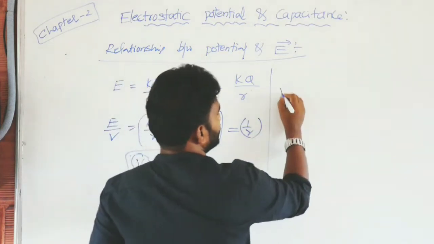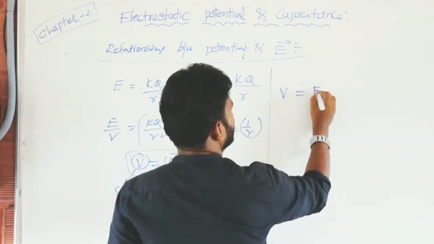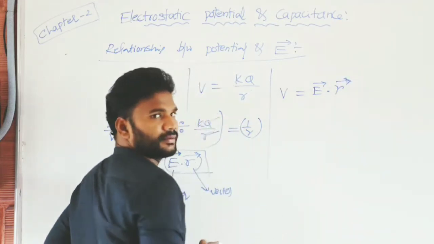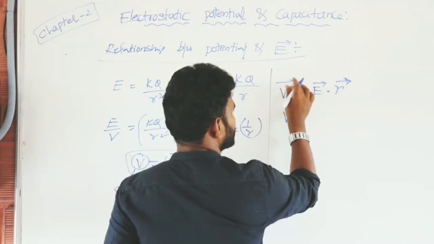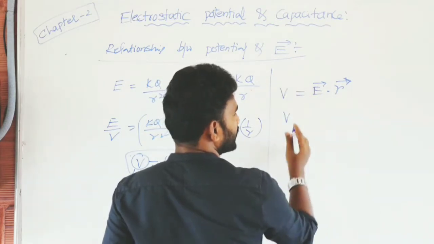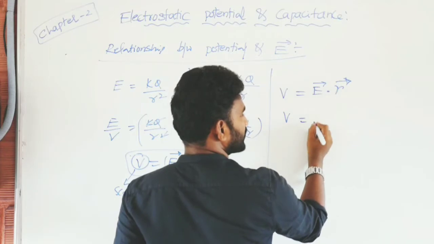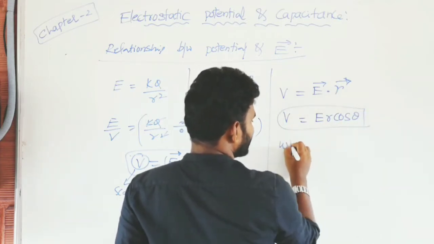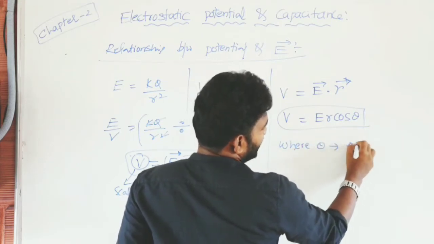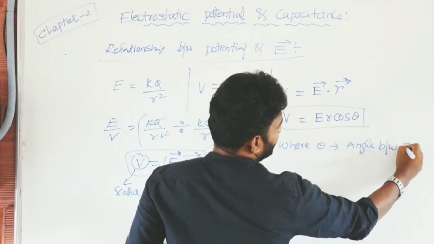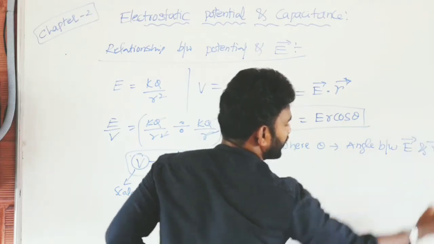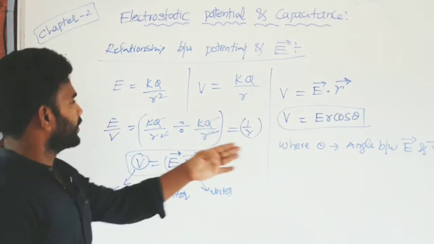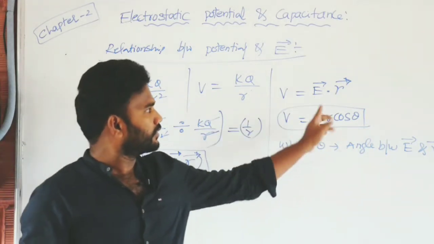Try to understand. See, potential is equal to the dot product of R bar and E bar. Or else the magnitude of potential, sorry, it is not vector form. If you want to find the magnitude of potential, you will write E R cos theta, where theta is the angle between E bar and R bar. I hope you understand this topic. This is the relationship between E bar and R bar. Potential is equal to E bar dot R bar.